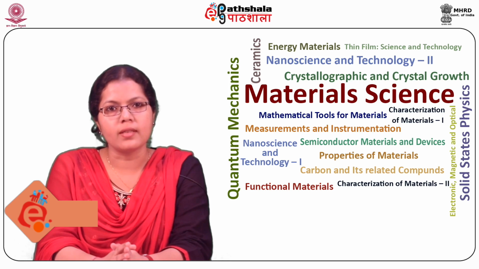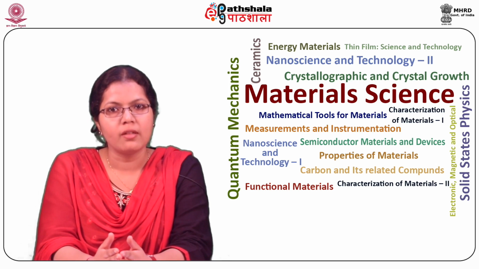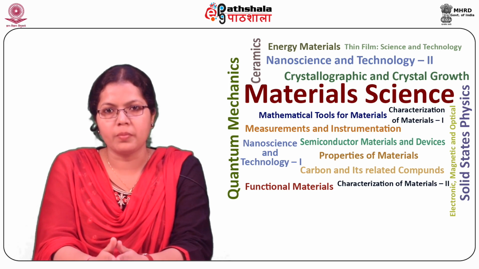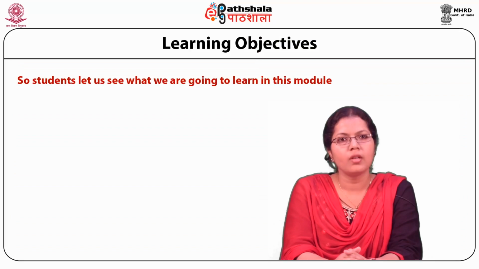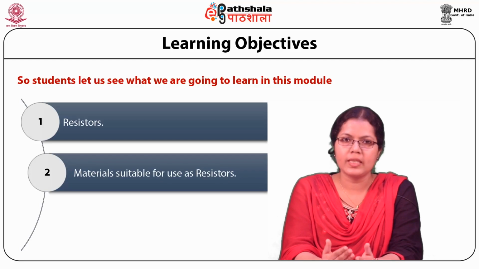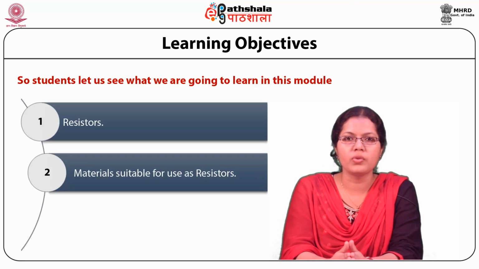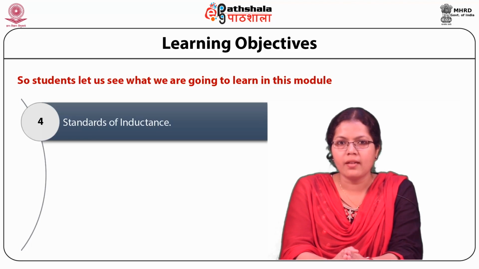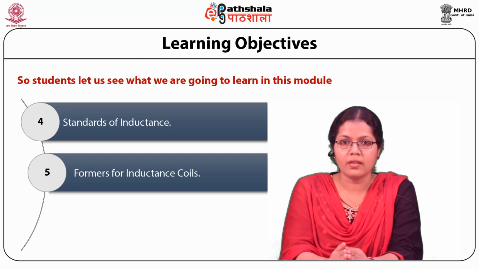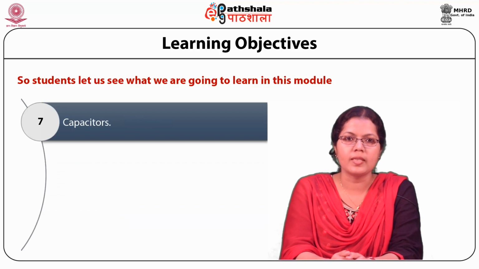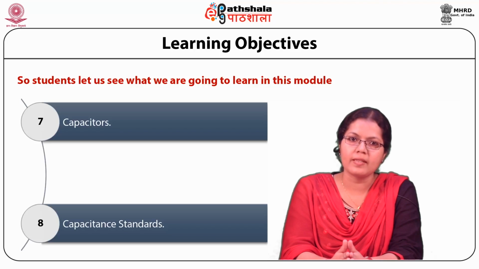Today we are going to discuss the module circuit components, which includes resistors, inductors and capacitors, from the paper Measurement and Instrumentation. From this module, students may get to know about the following topics. First, the resistors, and we will discuss the materials suitable for use as resistors. Second, the inductors. We will study the standards of inductance, the formers of the inductance coils, and the coils used for the inductance coils. Thirdly, the capacitors, where we will study the capacitance standards.